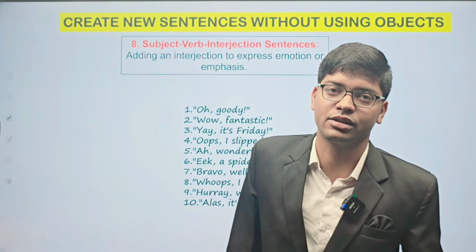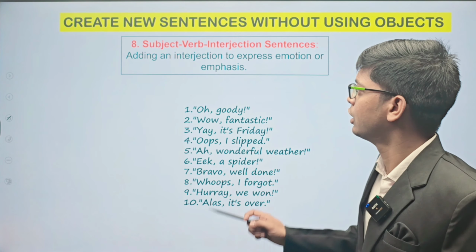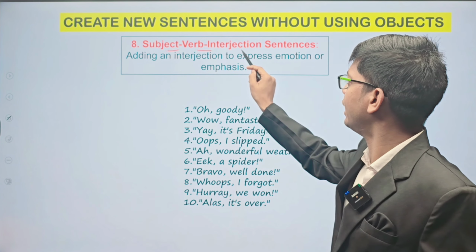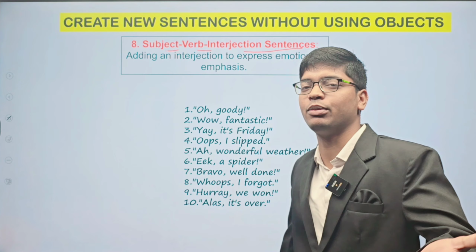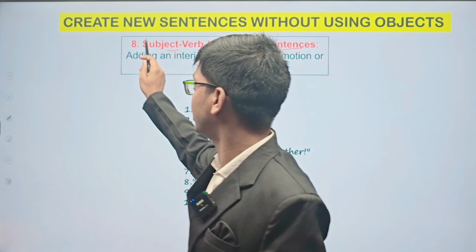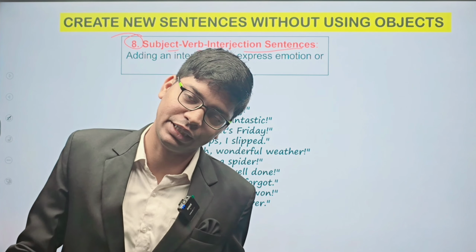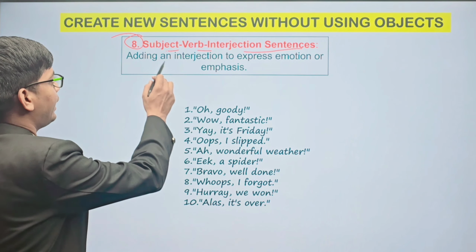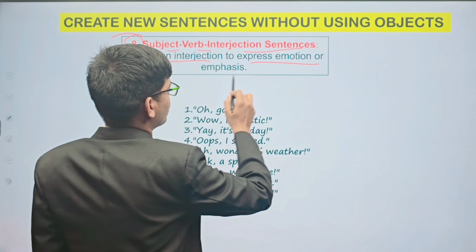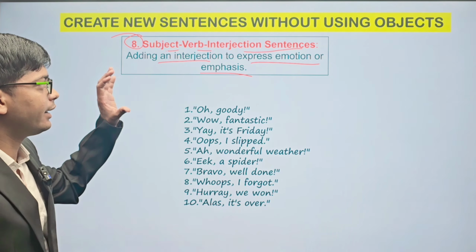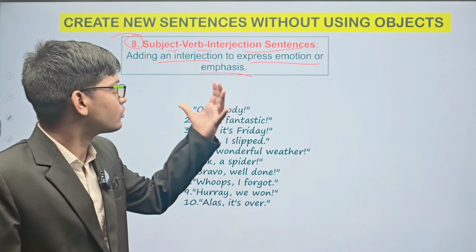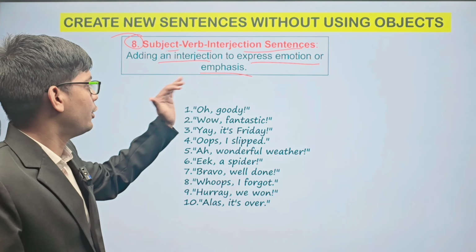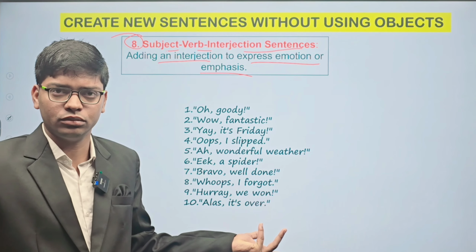Our next way is very simple: subject, verb, and interjection sentences. Without using any object, you can easily create multiple types of sentences. Adding an interjection to express emotion or emphasis, you can create new sentences.